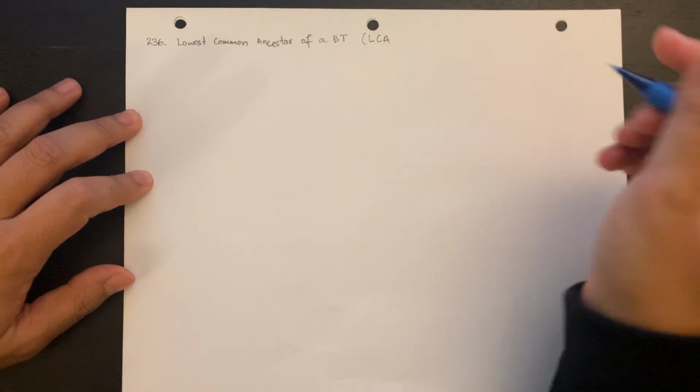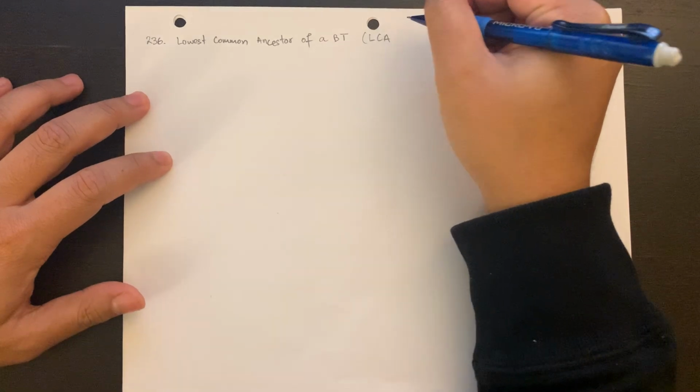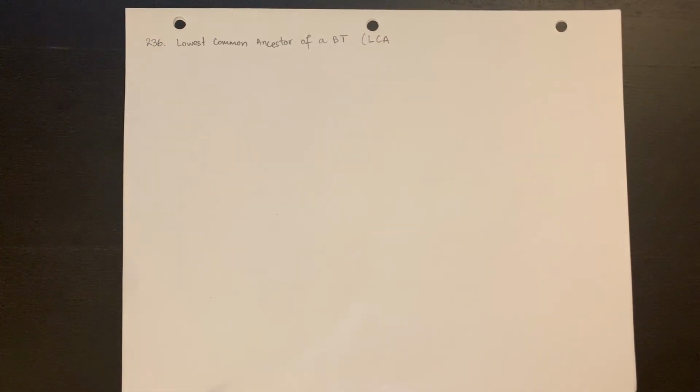Given the following binary tree, to give us an example, let me find a ruler.